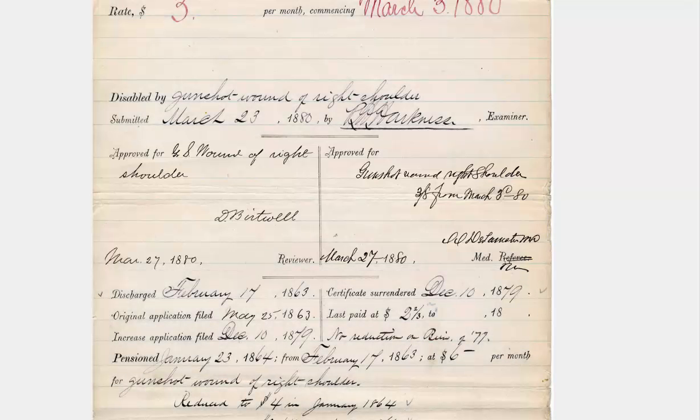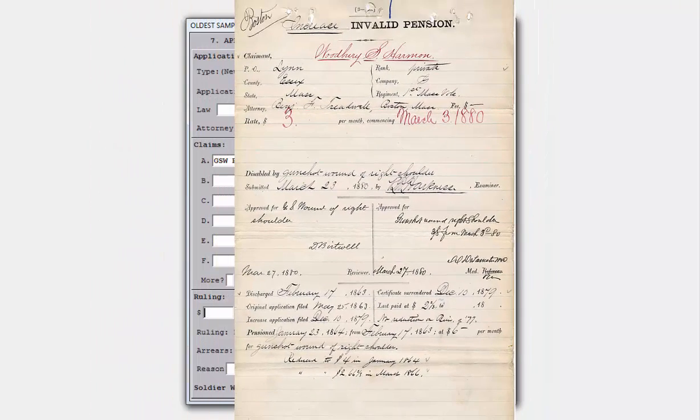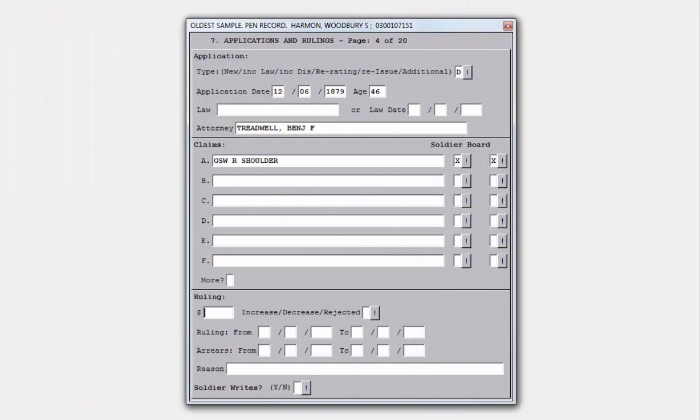Also important to note is that the board can approve and recognize a soldier has a disability without granting an increase of pension for that disability. The soldier receives an increased rating of $3 per month commencing March 3, 1880.